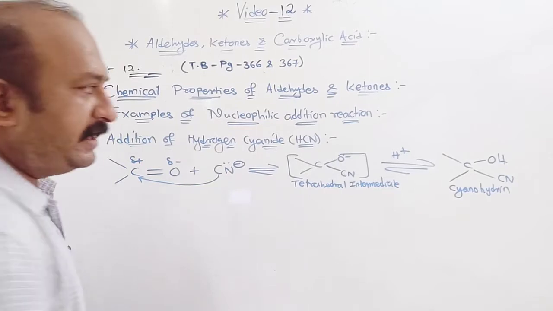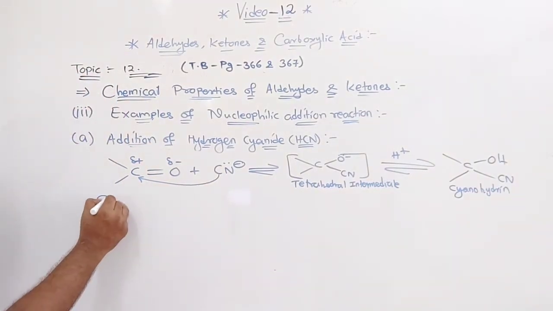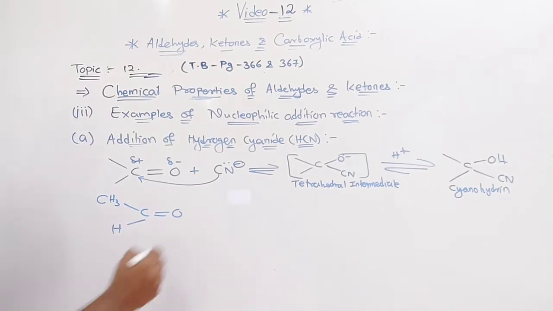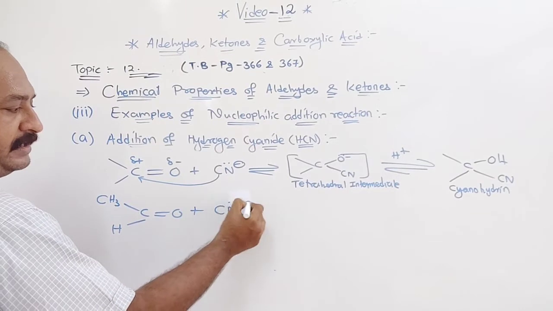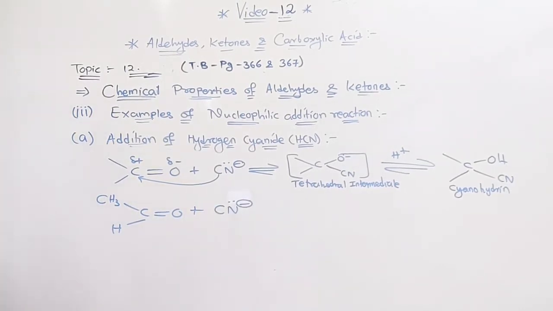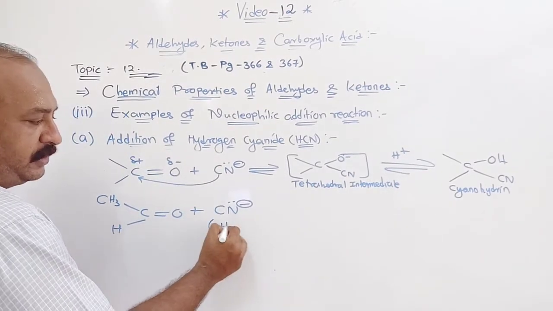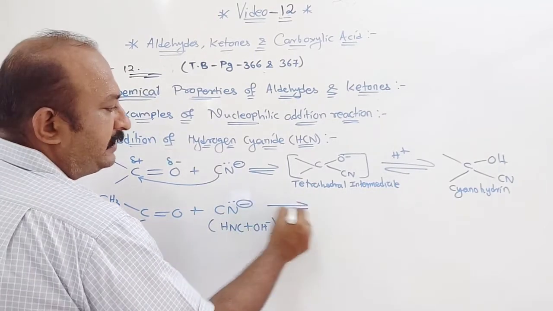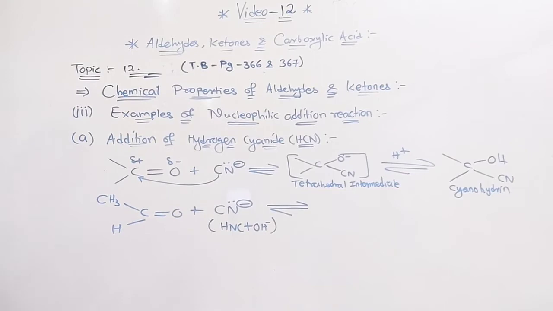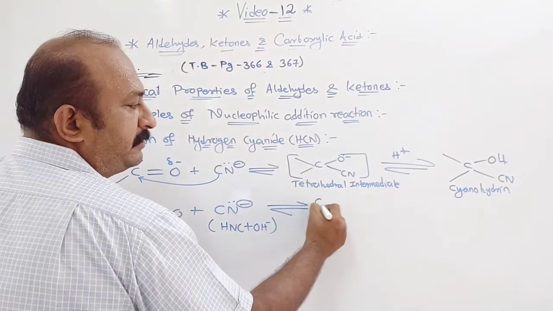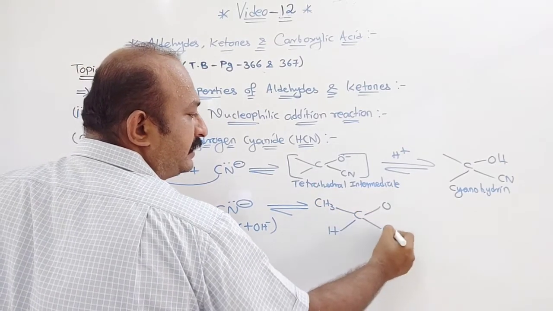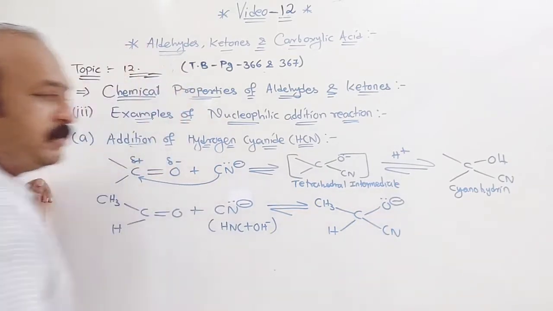Now if I write this general form with an aldehyde, that is, if I write here CH3C double bond O and H like this, in the presence of CN minus, or in your book they have written HCN, you can also write that if you want. Understood? So CN minus is a nucleophile, which we got from HCN. What you will get is a tetrahedral intermediate, but in this case CH3C, here O, here H and here CN.